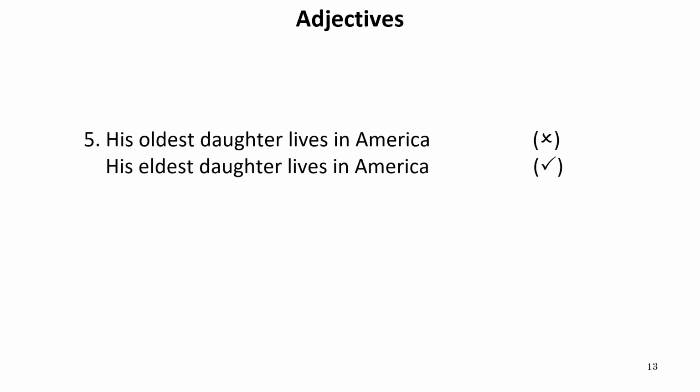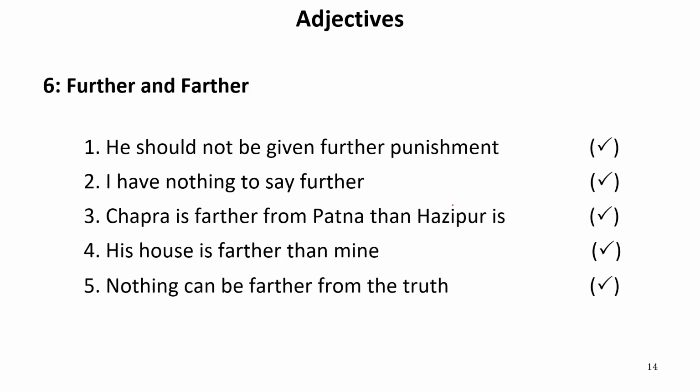His eldest daughter lives in America. Suppose he has three daughters, and eldest refers to the biggest one, or the one whose age is highest. So his eldest daughter lives in America. For living things, we do not use oldest. Instead, we use eldest, because oldest refers to when something is very old, for example, the oldest lady. So let us see some more examples.